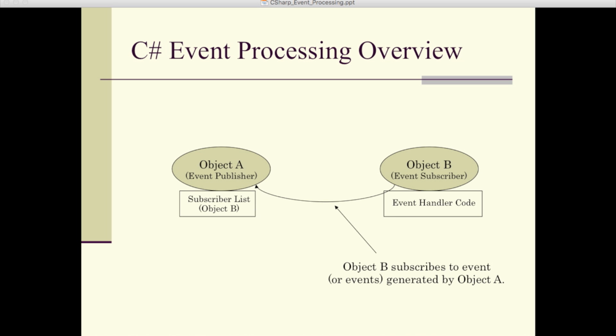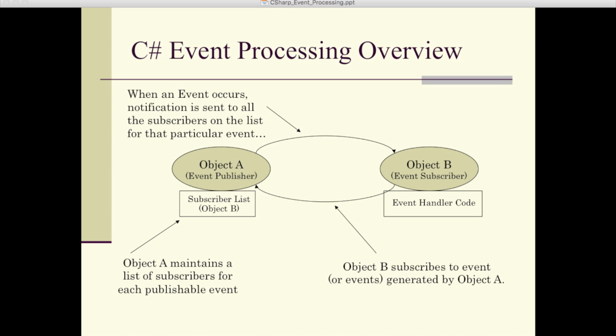Object B subscribes to the event or events generated by object A, and object A maintains a list of subscribers for each publishable event. When an event occurs, notification is sent to all the subscribers on the list for that particular event. Then each subscriber will process the event notification in its event handler code.